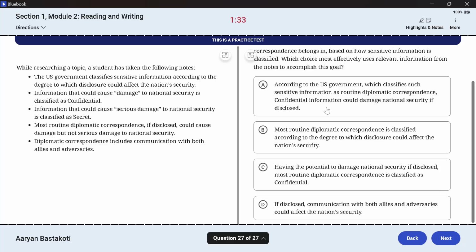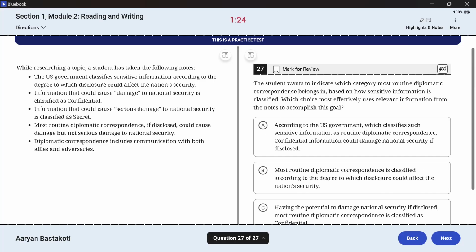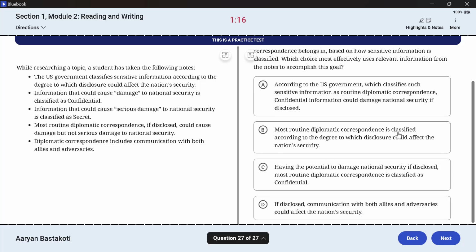According to the US government, which classifies sensitive information such as routine diplomatic correspondence, confidential information could damage national security if disclosed. It does not classify the routine correspondence. We have routine diplomatic and confidential in the same sentence, but it is not classifying that. Most routine correspondence is classified according to the degree to which it could affect national security. It is saying which degree, but it does not classify a specific degree. Having the potential to damage national security if disclosed, most routine diplomatic correspondence is classified as confidential. This is the right answer. If disclosed, communication between both allies and adversaries could affect the nation's security.